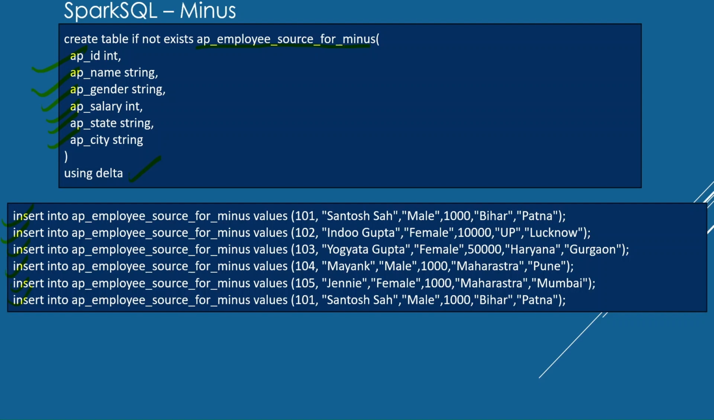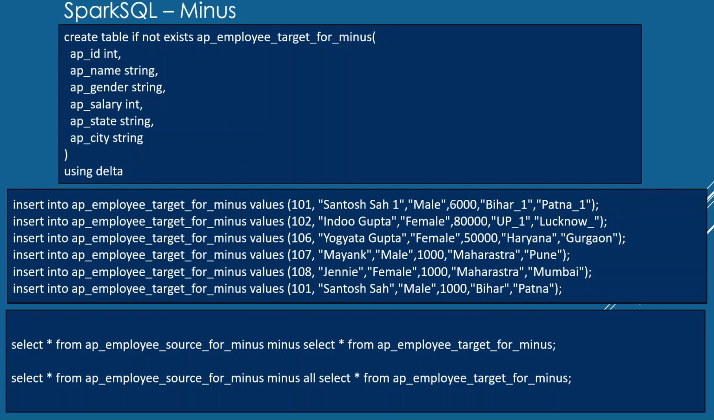Let's go to the PPT. So this table creation and insertion activity we have done successfully. Now again, we are just creating a table. The name of the table is AP employee target for minus. It has the same attributes as the table we created earlier for the source, and the type of the table is Delta. With the help of an insert statement, we are inserting 6 records in this table. Once this table gets created and all the insert statements run successfully, I will perform a minus between these two tables. This is the source table and this is the target table. What minus will do is select those records which are present in the source table but are not present in the target table.